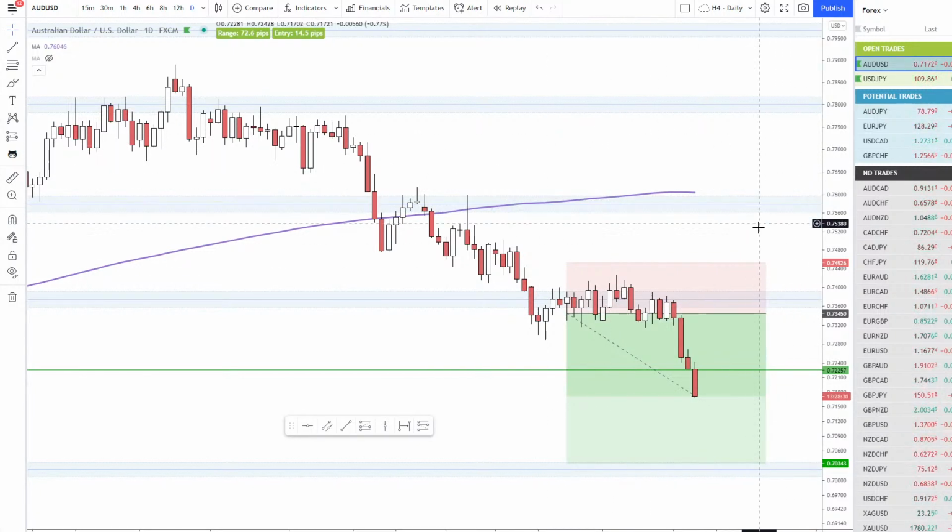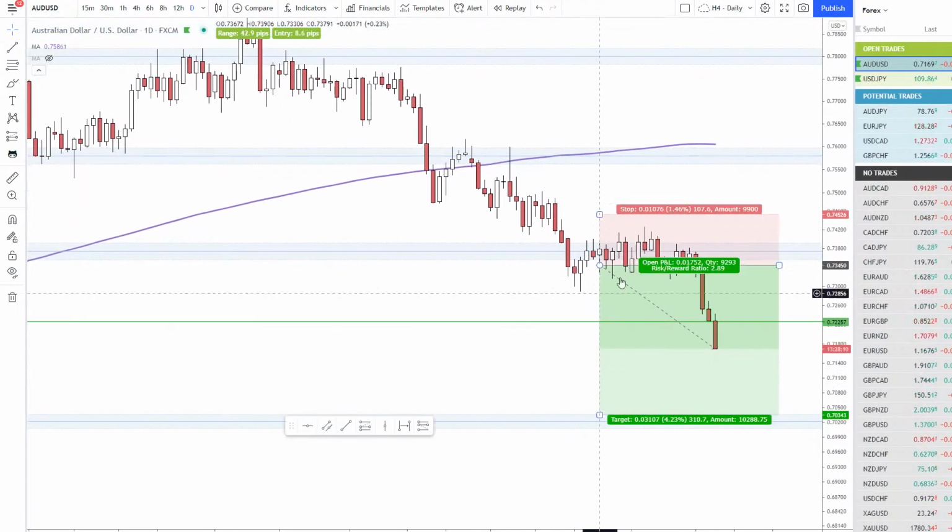You're looking at an AUDUSD daily chart, and in today's analysis, we're going to be looking for price action setups across all these pairs, but we're also going to be discussing yesterday's potential setups, these ones here, and some trades that we're already in. So let's dive right into the analysis.